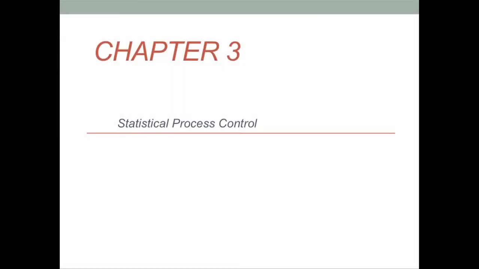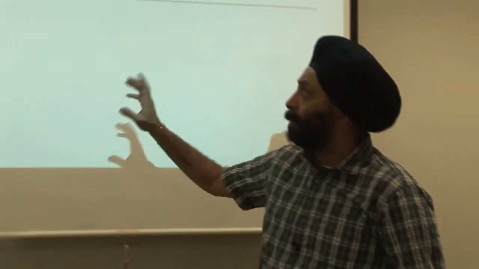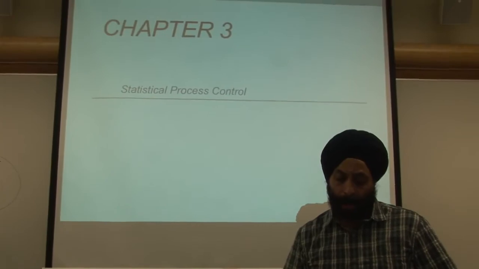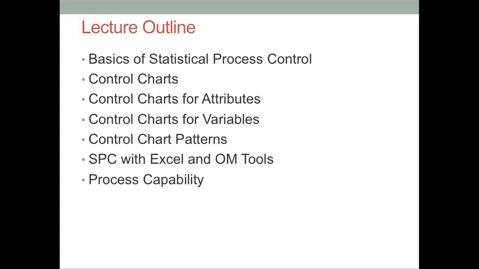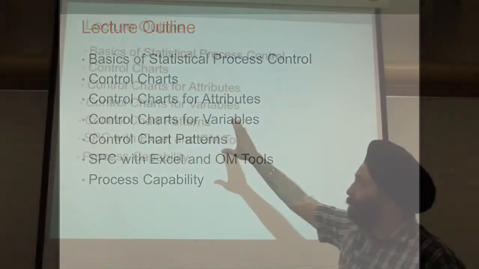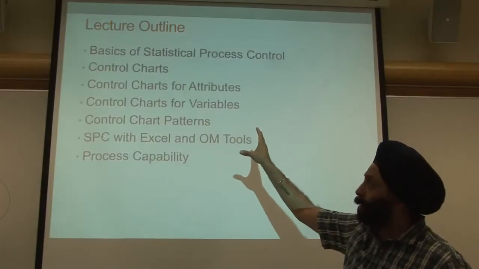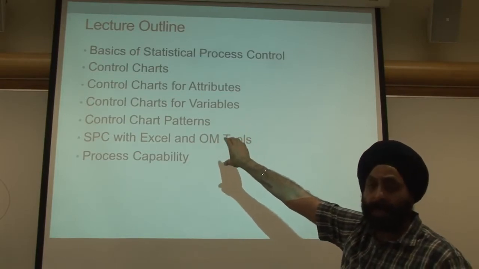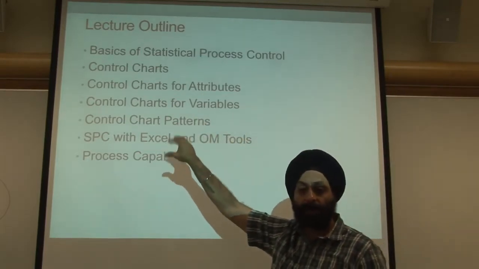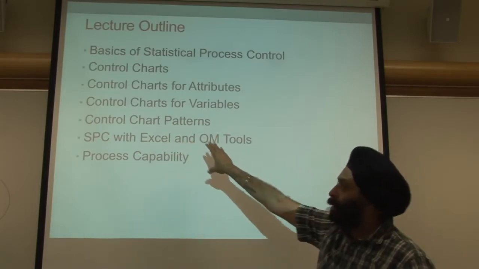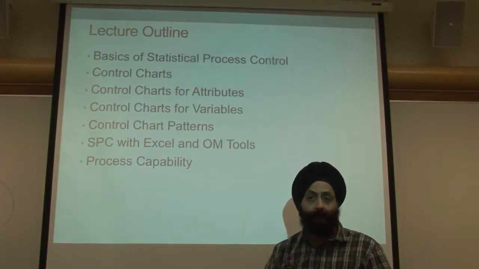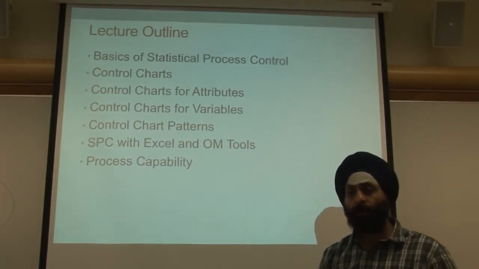Focus on statistical process control, which is the quantitative aspect of quality management that was discussed in the previous chapter. In this chapter, the outline of our discussion will include starting with the basics of statistical process control, look into control charts, and actually get into details of the control charts for attributes as well as variables. Then identify specific control chart patterns to see when the process is in control or not.